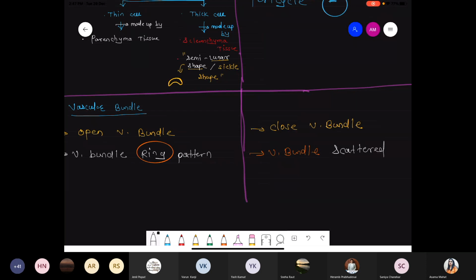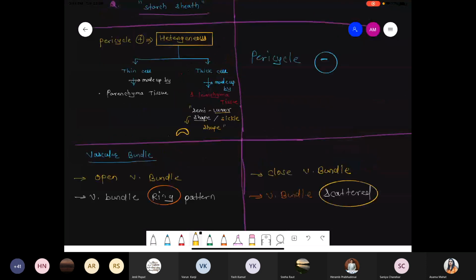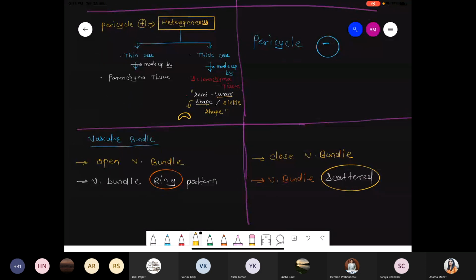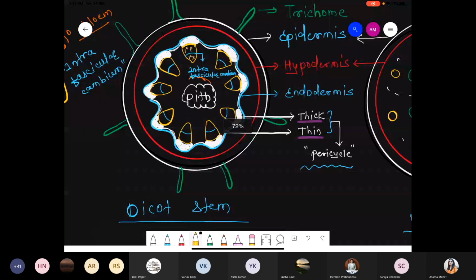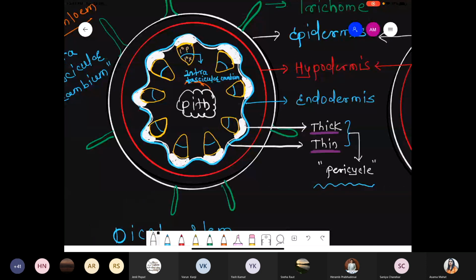So scattered one. So quickly we are taking the diagram part. Just wait, okay? Stop writing. Vascular bundle ring in case of the dicot, while scattered in case of the monocot. So can you see? First of all, we are talking about the dicot. यहाँ पे देखो, यहाँ पे one vascular bundle है, this one, then two, then 3, 4, 5, 6, 7, 8, 9. So now they are arranged in a circular manner. They are present in a ring manner, right? Such an arrangement of vascular bundles is the ring pattern.